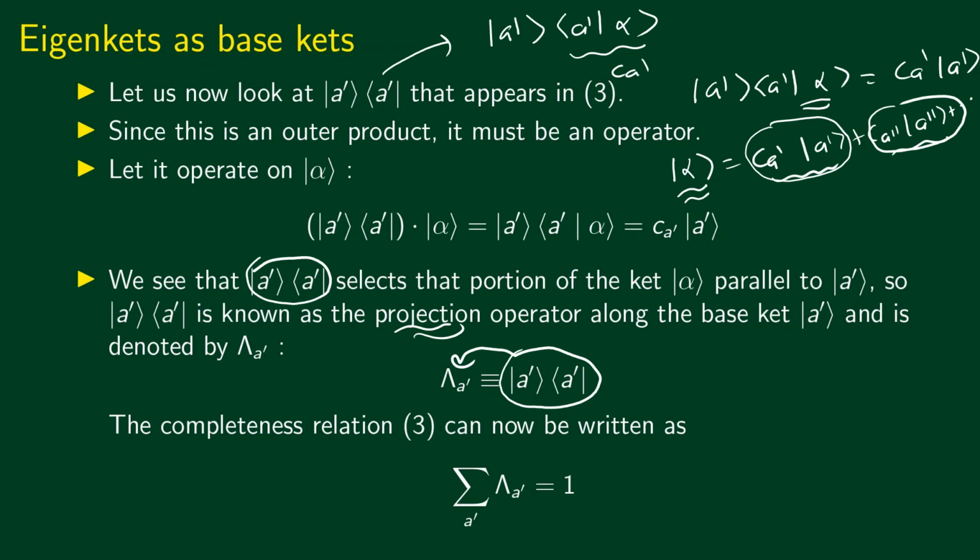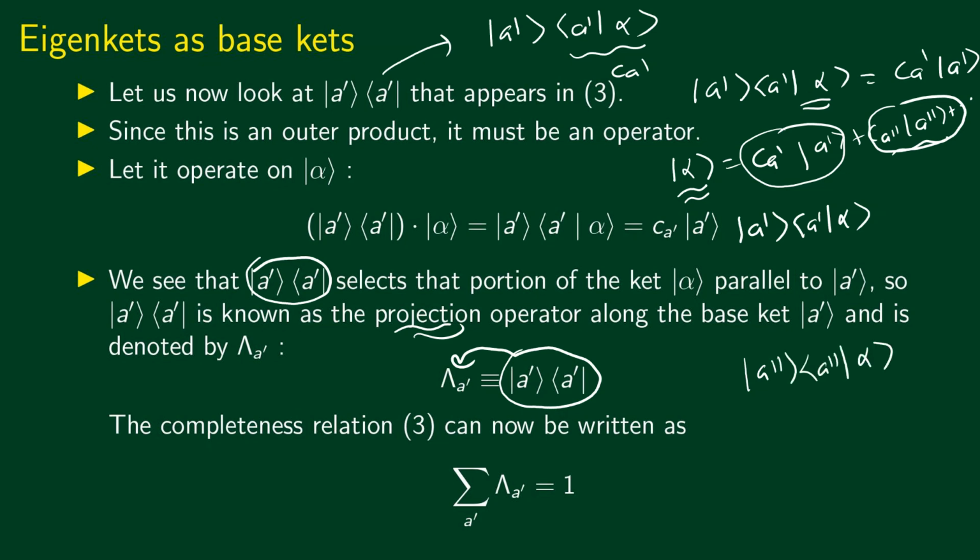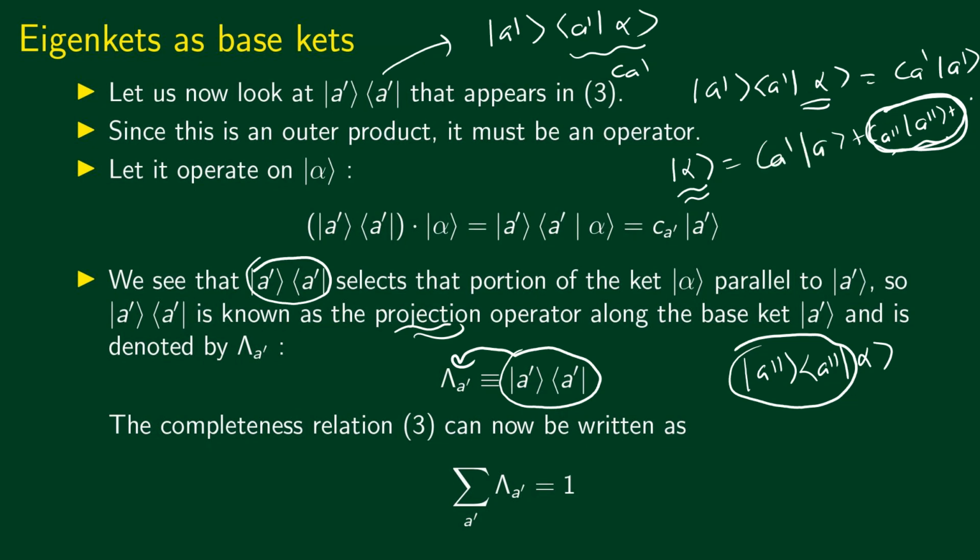Now what does this operator do? If I take this operator ket A prime bra A prime and act it on ket alpha, what do I get? I get this vector. If I take ket A double prime bra A double prime and act it on ket alpha, I get this vector, etc. So what is this actually? This vector C A prime ket A prime. You can think of this as the portion of ket alpha along the direction ket A prime.